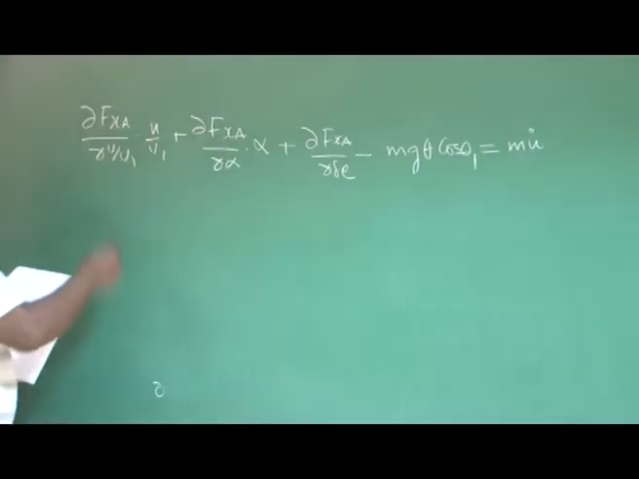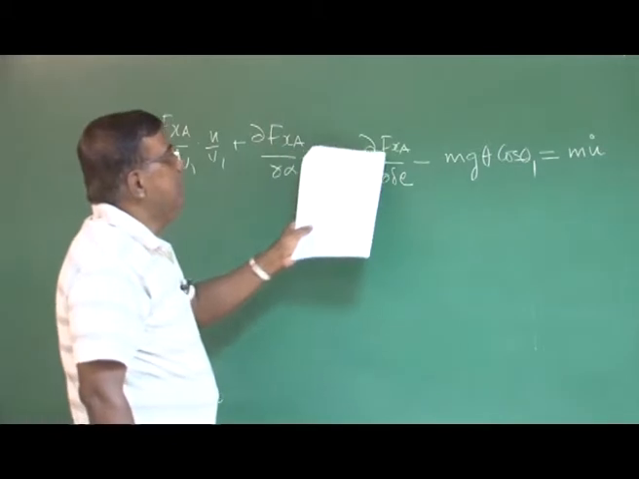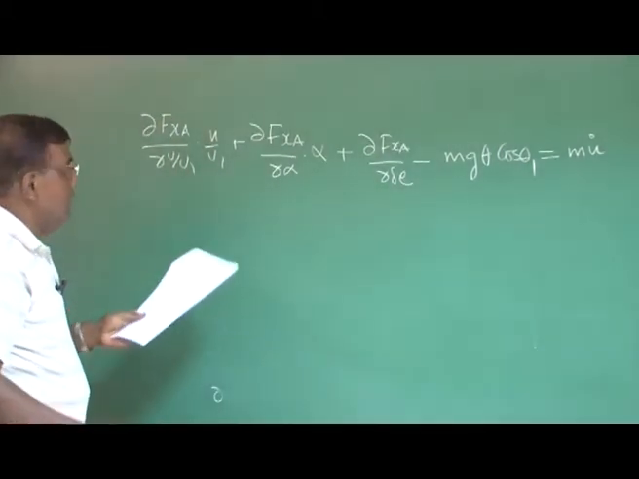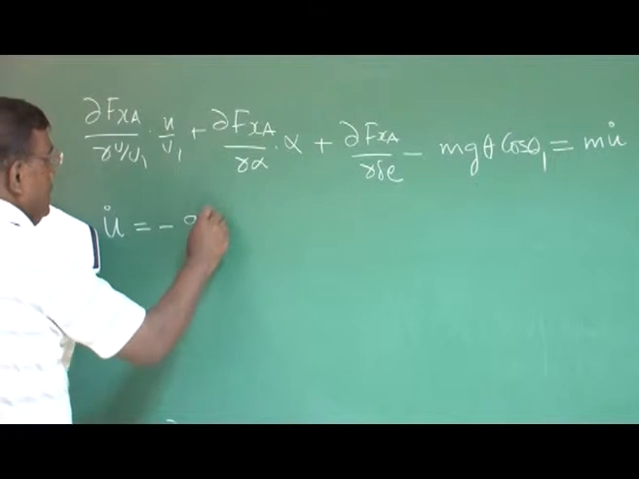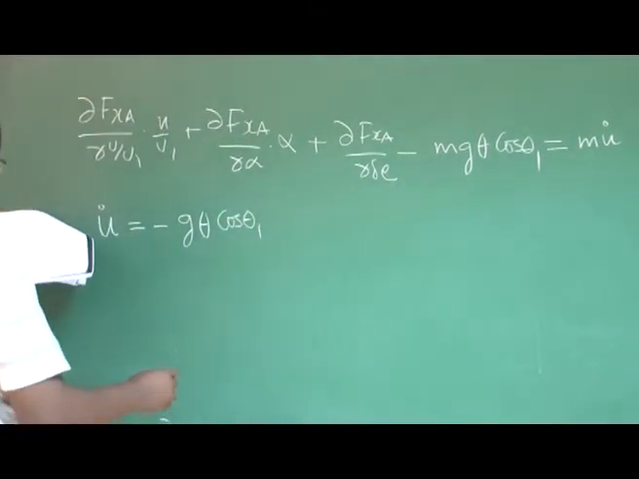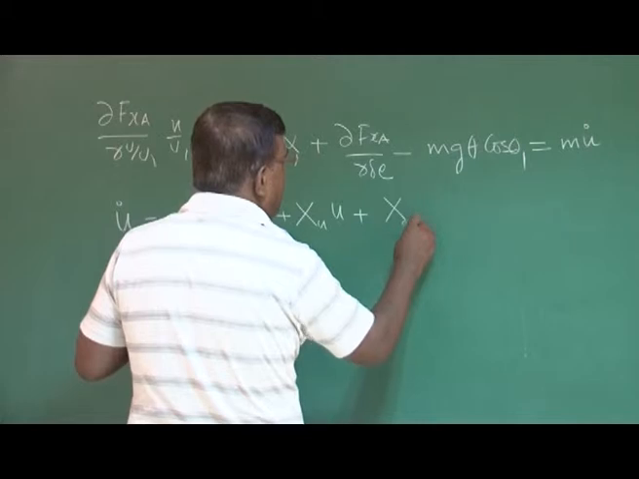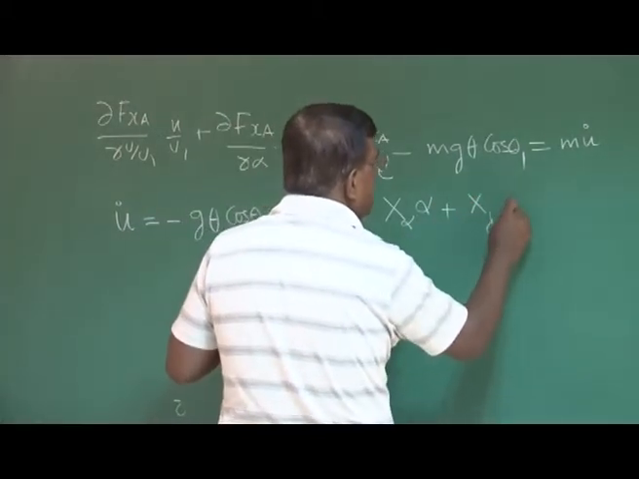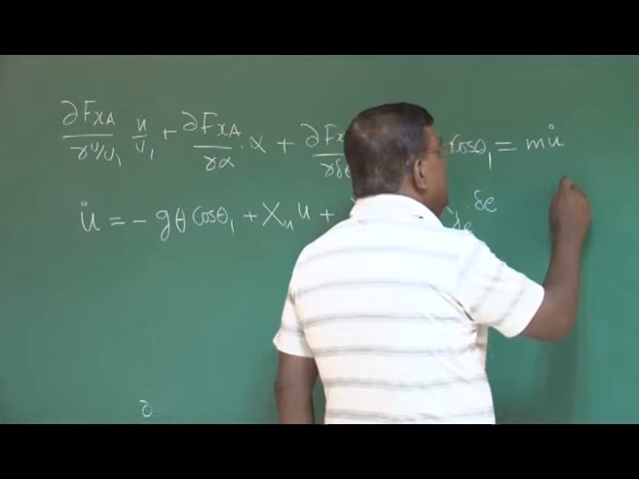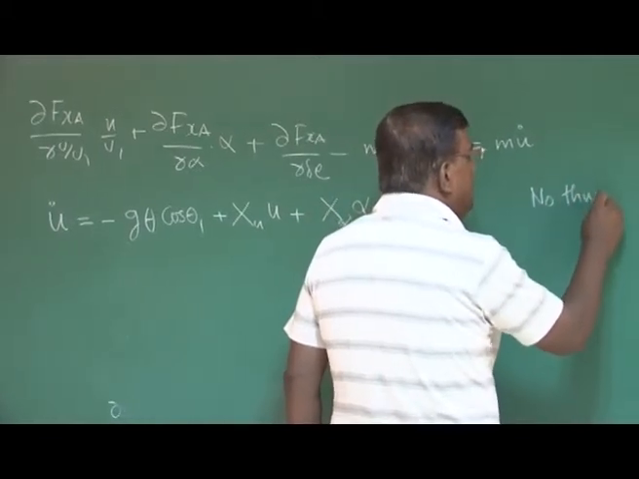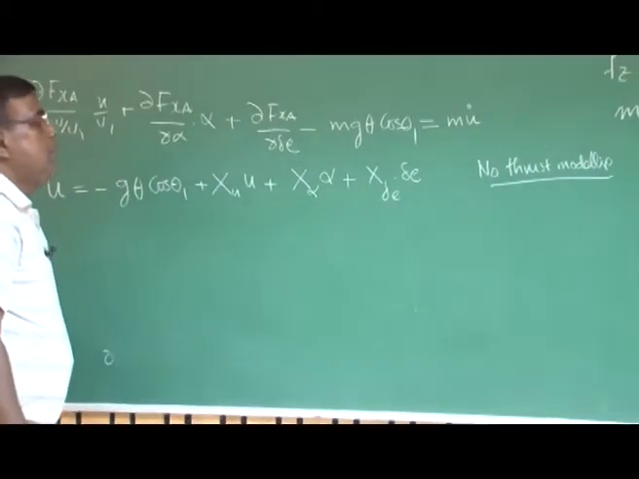Right? And now, if I substitute the expressions of dFxa by du by u1, dFxa by d alpha, and dFxa by d delta E, whatever expressions I have given you, then I can straightforward write u dot equal to minus g theta cos theta 1 plus Xu into u plus X alpha into alpha plus X delta E into delta E. Please be reminded that we have assumed no thrust modeling, which can be easily done in the manner which we are doing for drag.